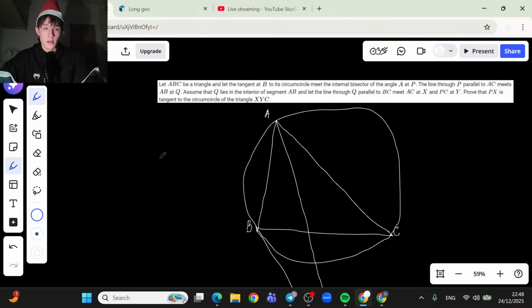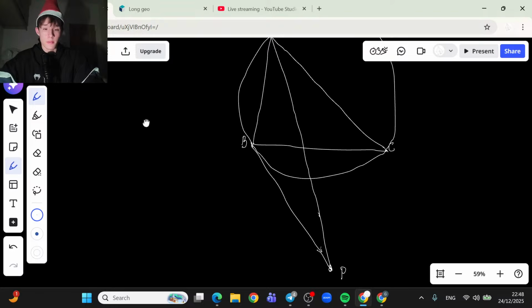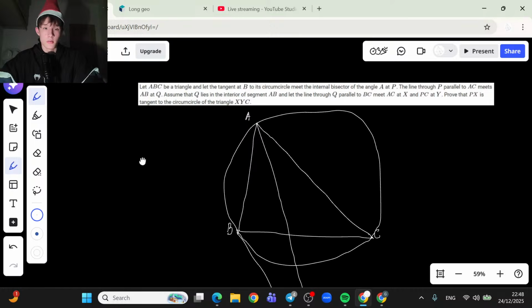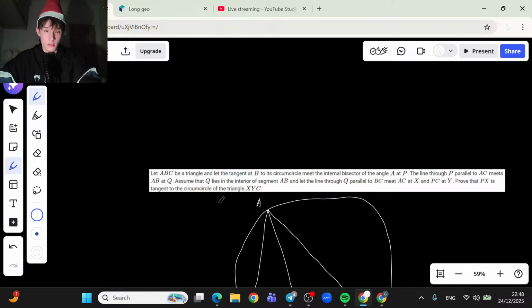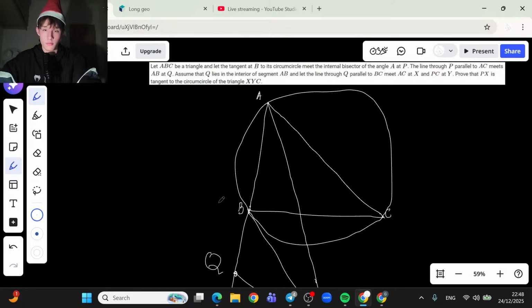The line through P, parallel to AC, meets AB at Q. So we have some weird stuff. So here it meets at point Q. And assume Q lies on the interior segment.